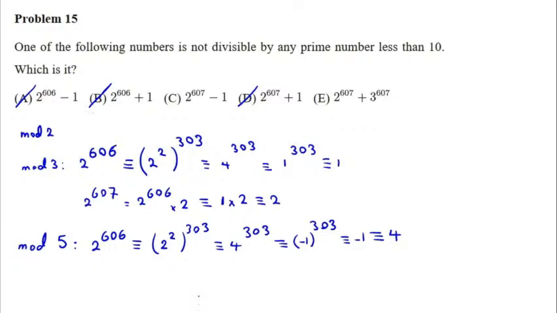2 to the power of 607. Let's check. 2 to the power of 607 mod 5 is 2 times 2 to the power of 606. By the previous part, it will be 2 times 4, which will be 8. And 8 mod 5 will be 3. So 3 minus 1 is 2. It's not good. Let's check this one.